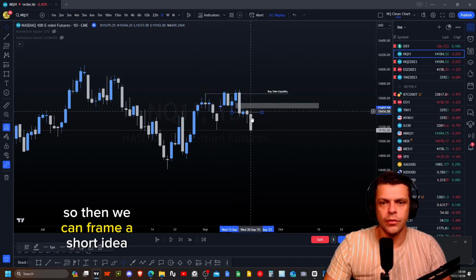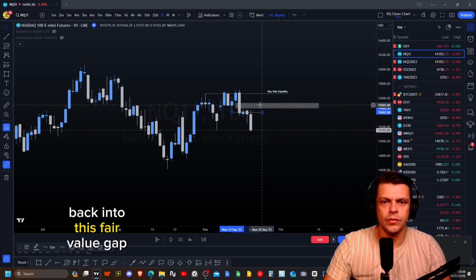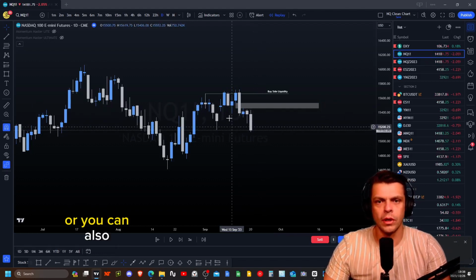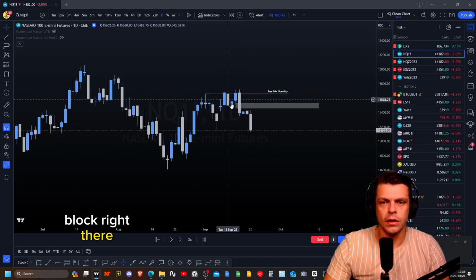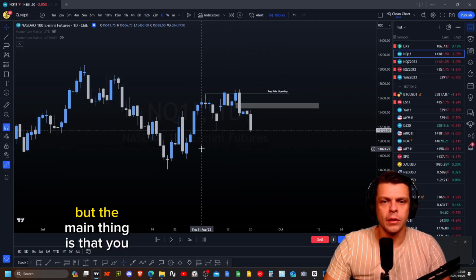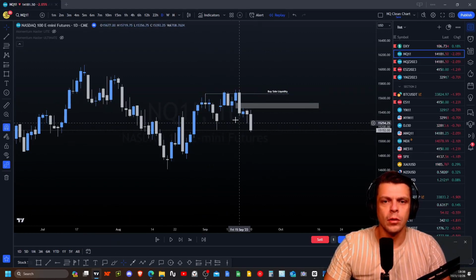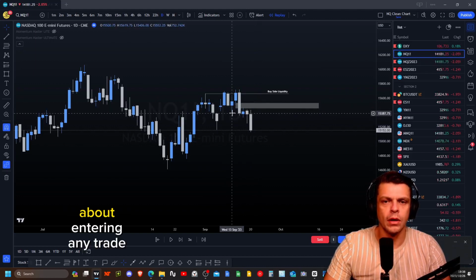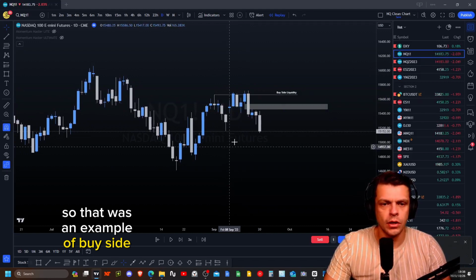So then we can frame a short idea if price action retraces back into this fair value gap. Or you can also look at this breaker block right there. So there's different ideas on how to enter. But the main thing is that you want to see that raid on liquidity first before you start thinking about entering any trades. So that was an example of buy side liquidity.